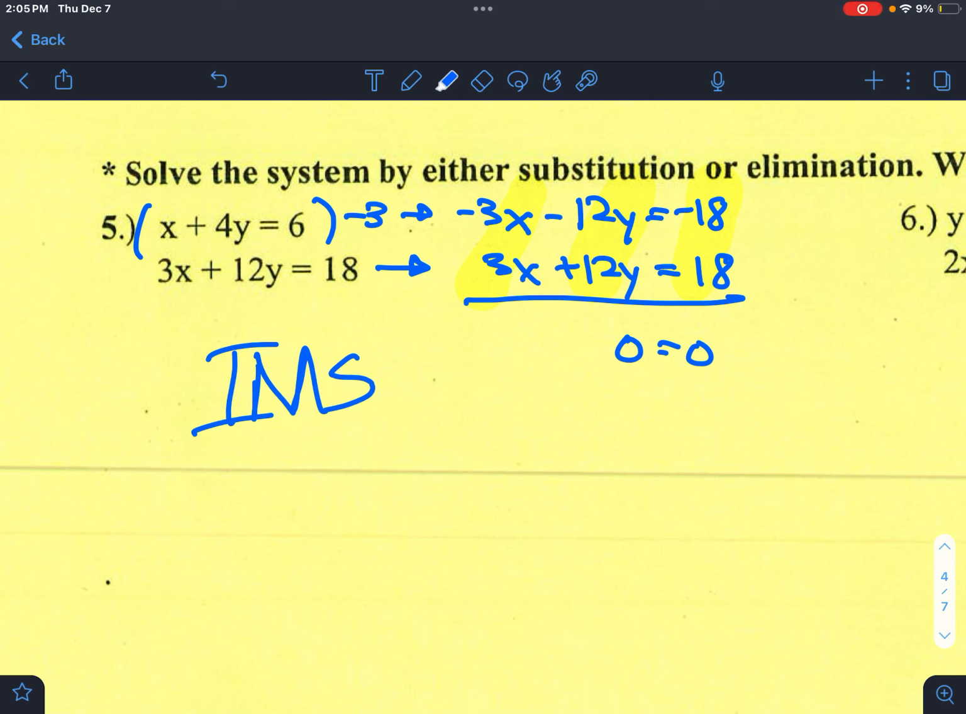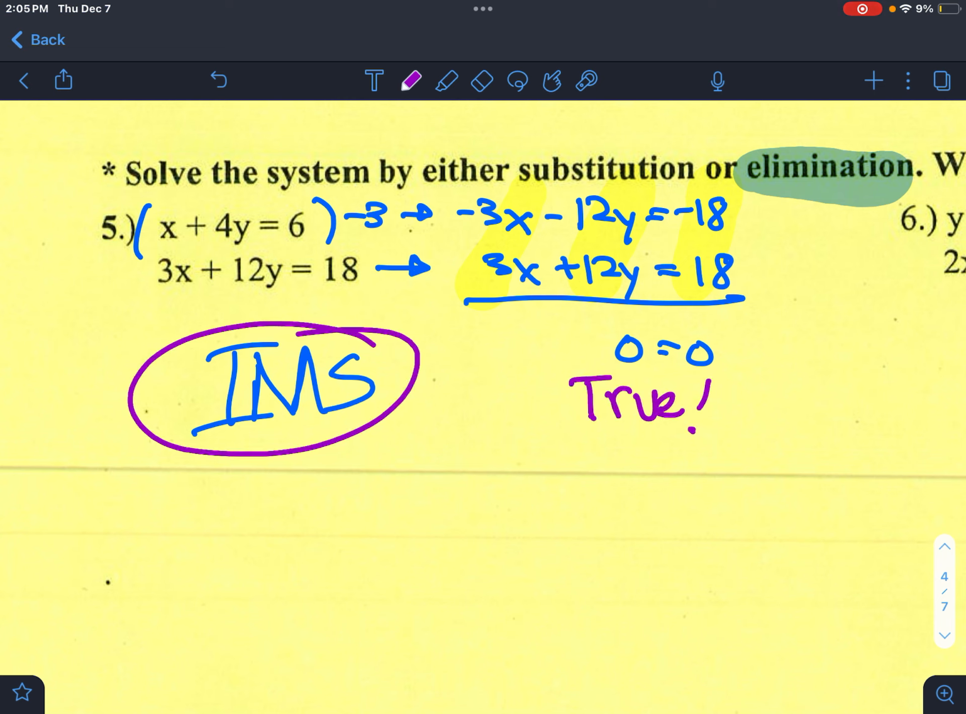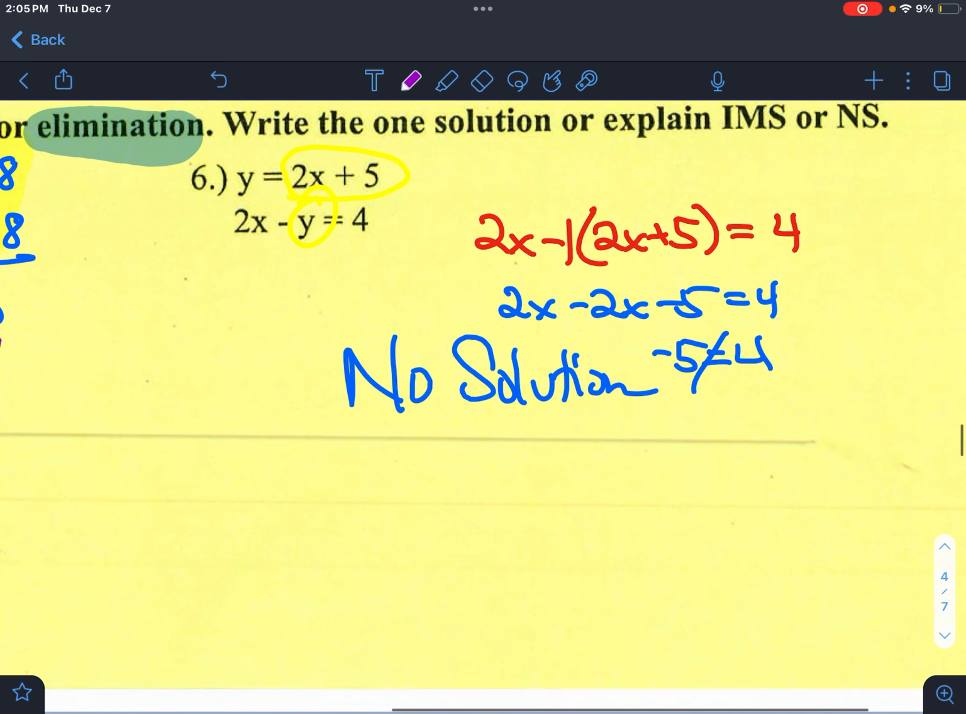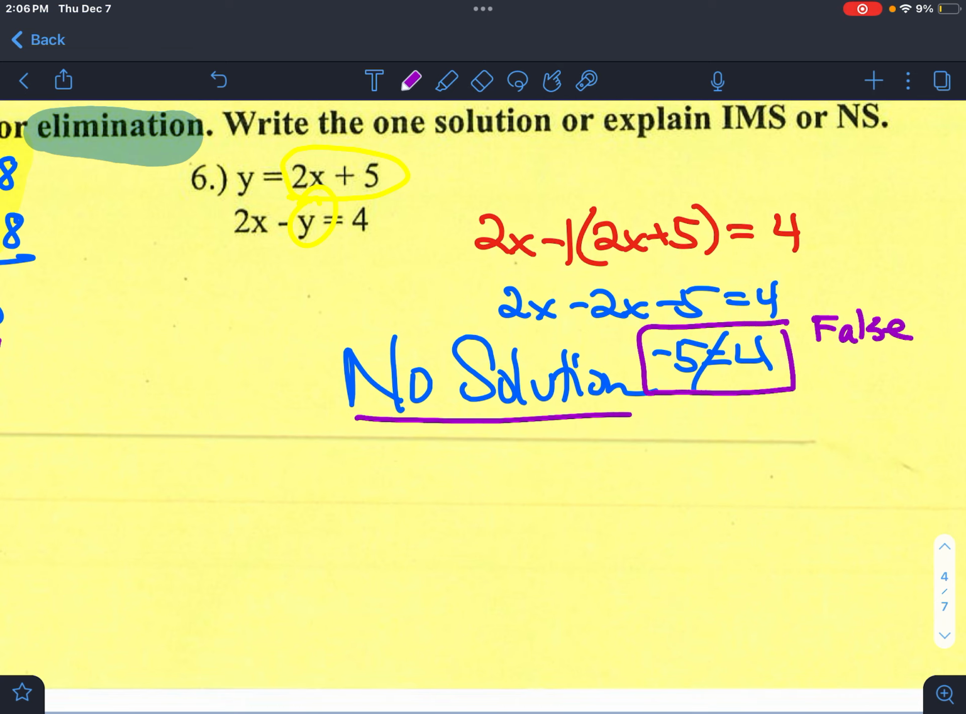On number 5, I decided to solve using elimination. And when I did this, I found that all of the x values eliminated, the y values eliminated, and so did the constants. So this was 0 equals 0, which is true, right? 0 does equal 0. So I know it's infinite many solutions. On number 6, I solved by substitution, and I found out that -5 equals 4. Well, that's not true. That's false. So I know it is no solution because we don't build solutions on lies.